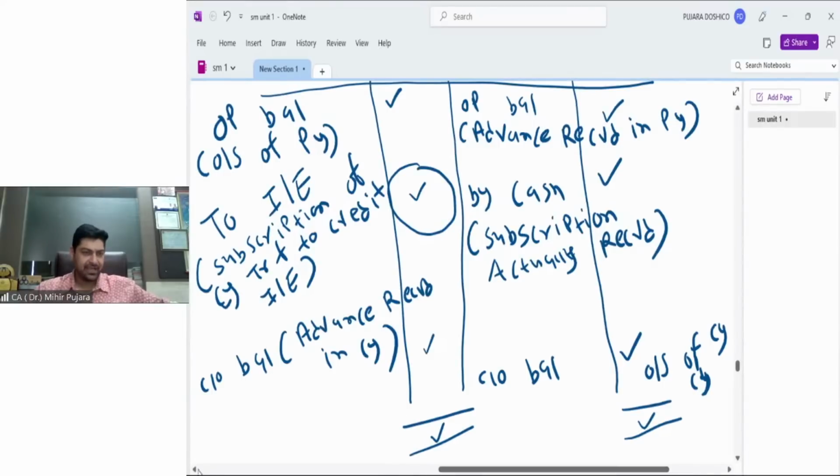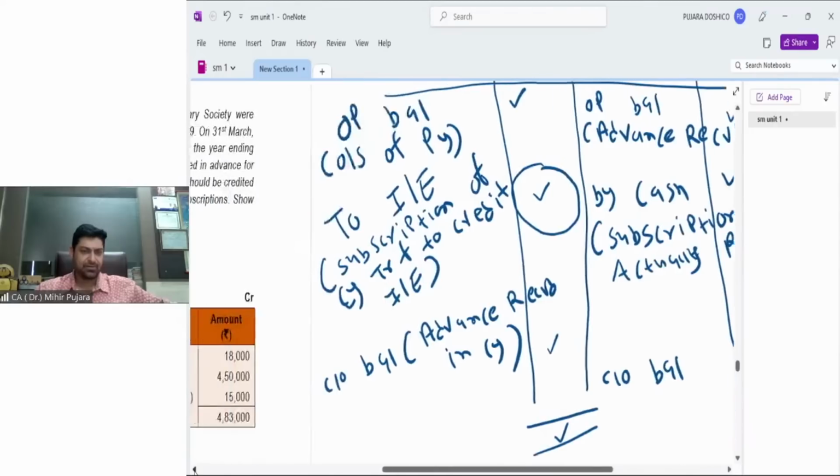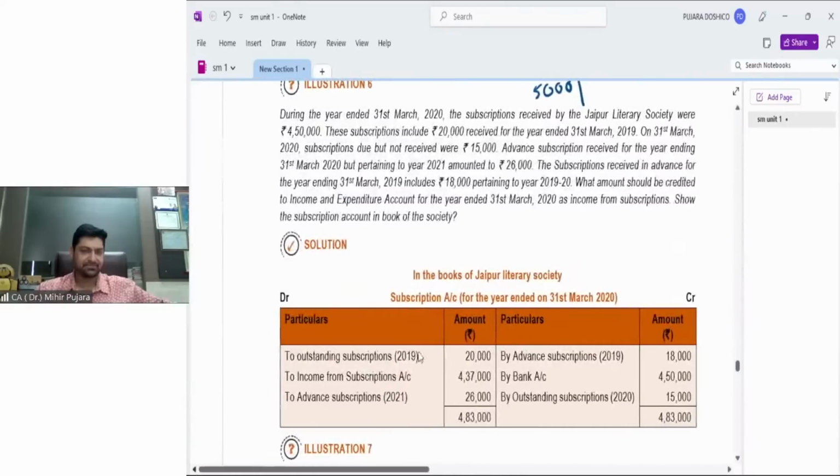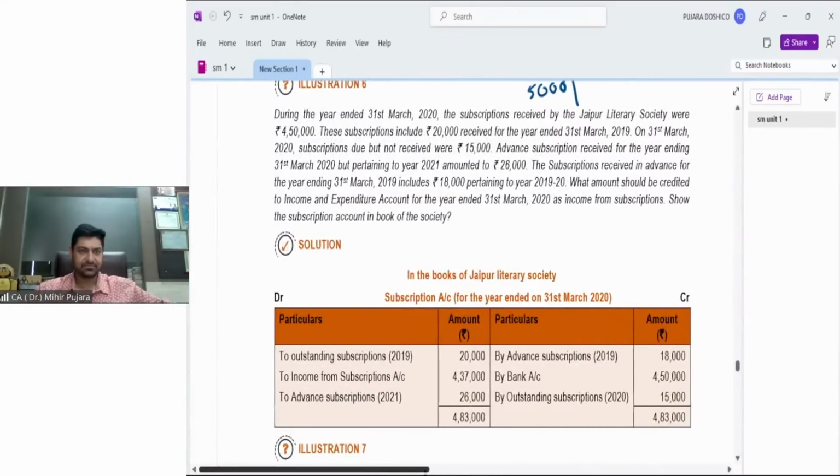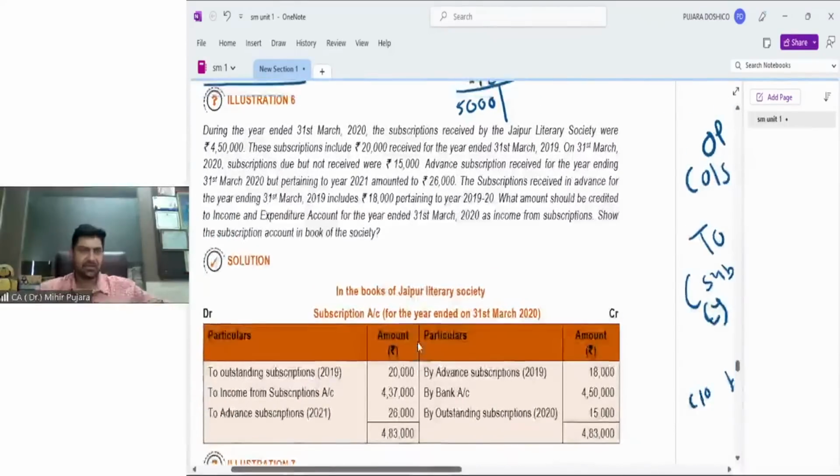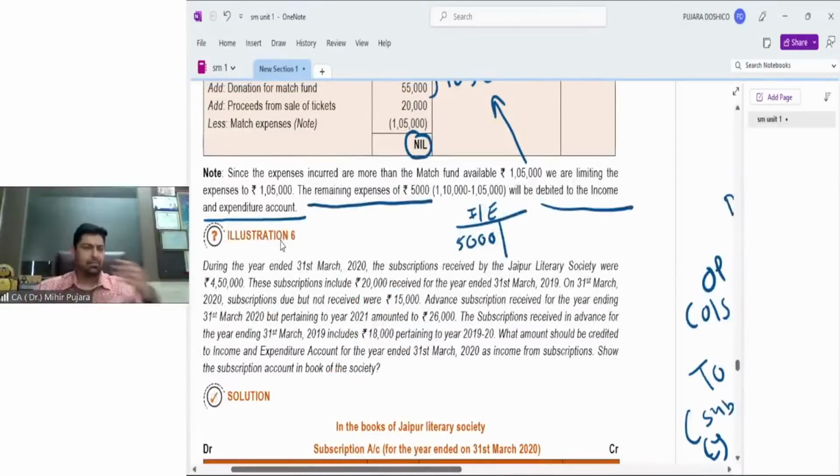Okay. And now we can do question of the same. Sorry. Let's start with illustration number 6, guys. Let's start with illustration number 6.